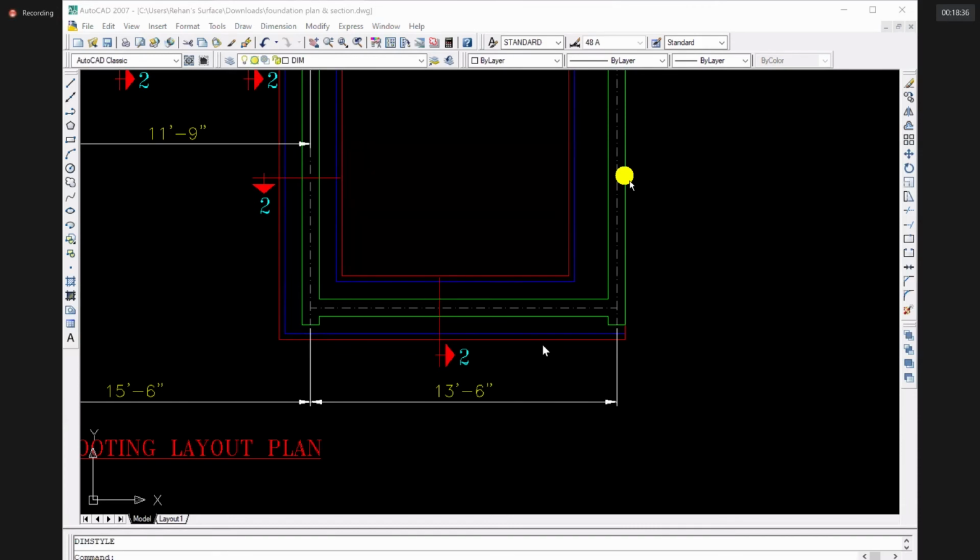Let me just change the internet connection. There's some problem with the internet. I would change it. Can you see the screen? Okay.